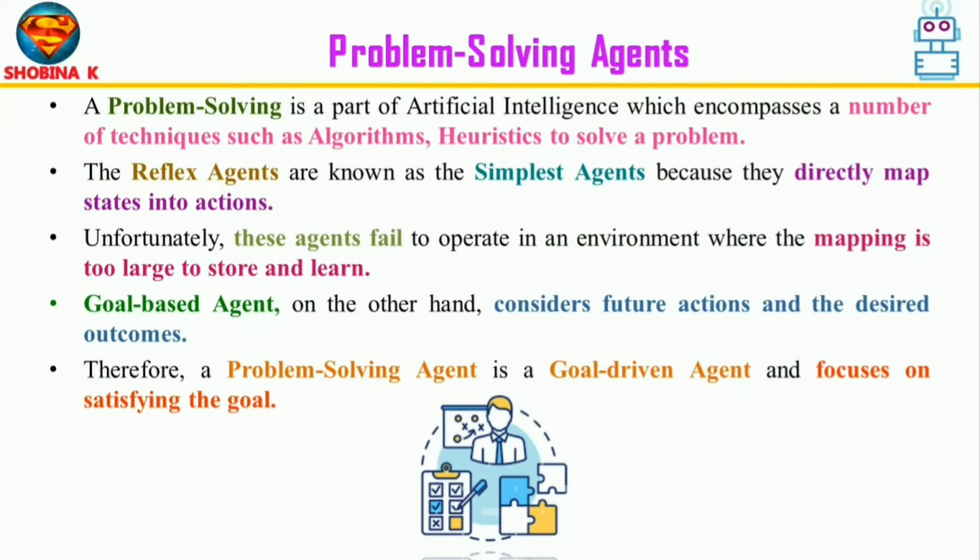A problem solving agent in artificial intelligence is a goal-based agent that focuses on goals. It is one embodiment of a group of algorithms and techniques to solve well-defined problems in an area of artificial intelligence. And these agents are different from reflex agents, which just map states into actions and can't map when storing and learning are bigger.